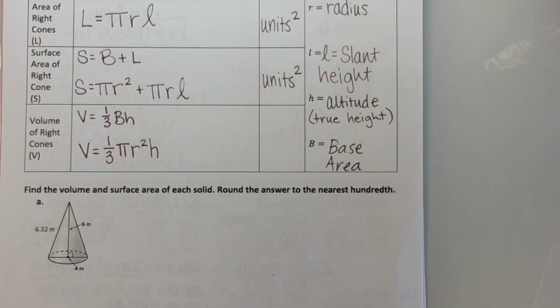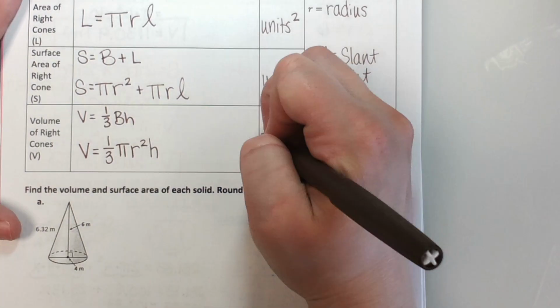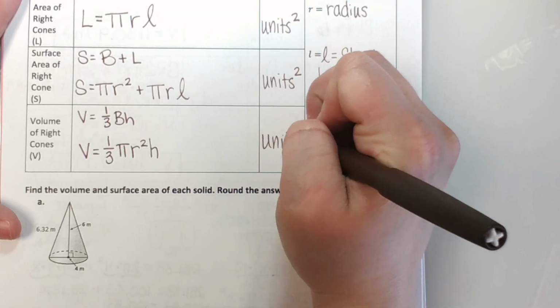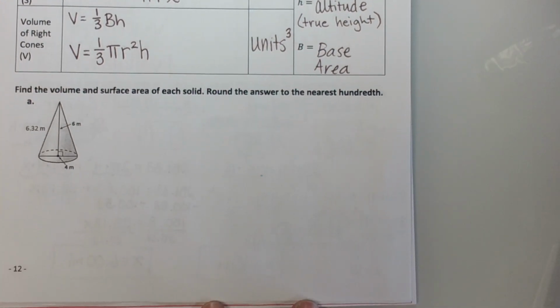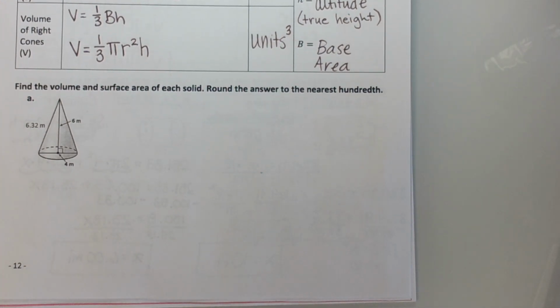What kind of units go on a volume? Units cubed. So, lots of similarities when working with cones, to working with cylinders, and to working with pyramids, but they have their own formulas. So, keep doing what we're doing.